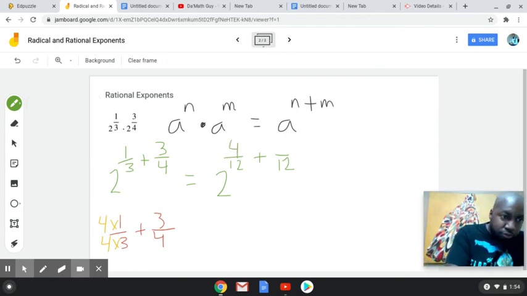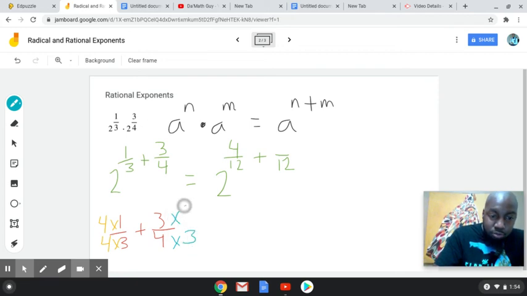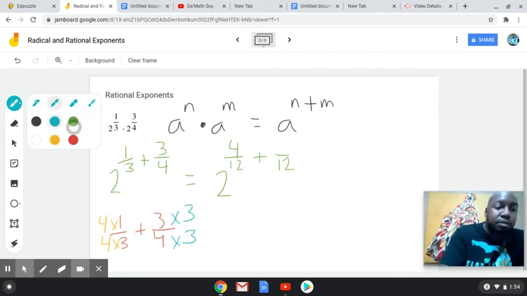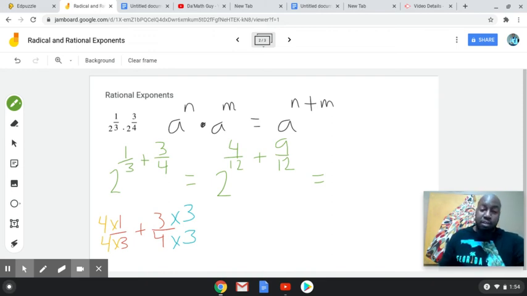And what do you multiply 4 by? You multiply 4 by 3 to get 12. So what we do to the bottom, you also do to the top here. So this becomes 9. Now you can add the actual fractions. So this will still be a base of 2, denominator 12, and the numerator would be 13.